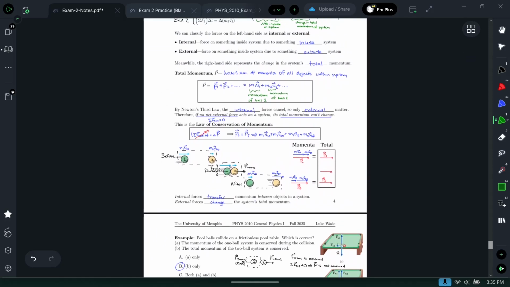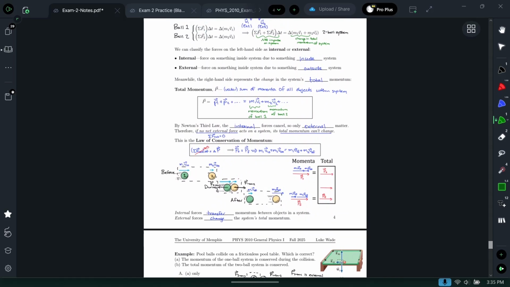For the concept piece of this, I'm really asking: when is momentum conserved for something and when is it not? And the answer is, if there's anything outside of the system you're considering that is exerting a force on that system, meaning pushing or pulling on things within that system, momentum is not conserved.